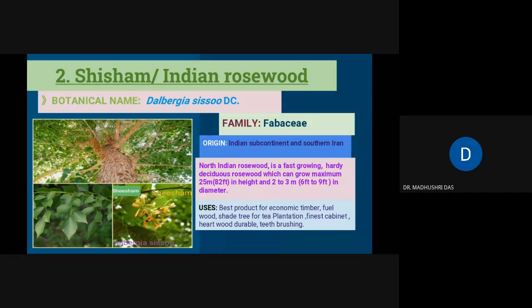This tree has so many economic importance as it gives timber. Its wood is used as a fuel. This tree is selected in tea plantations as it gives shade for tea plantation. It gives the finest cabinets. Due to its hard wood, it has a long-lasting durability. It is also used in teeth brushing.